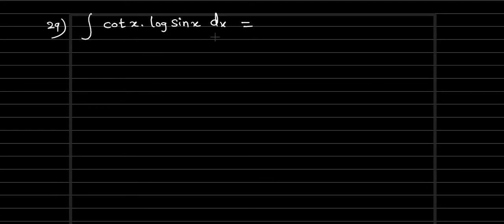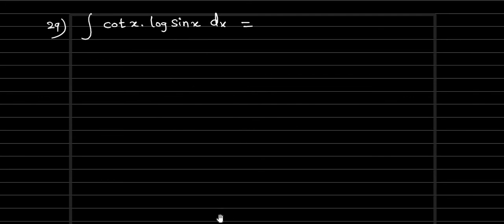See, log x differentiation is 1 by x. So log sin x differentiation is 1 by sin x. And as per the chain rule, sin x also we need to differentiate. Sin x differentiation is cos x. Cos x by sin x is what? Cot x. So we have it, right? So log sin x's differentiation is cot x dx. So we are able to relate with the help of differentiation.